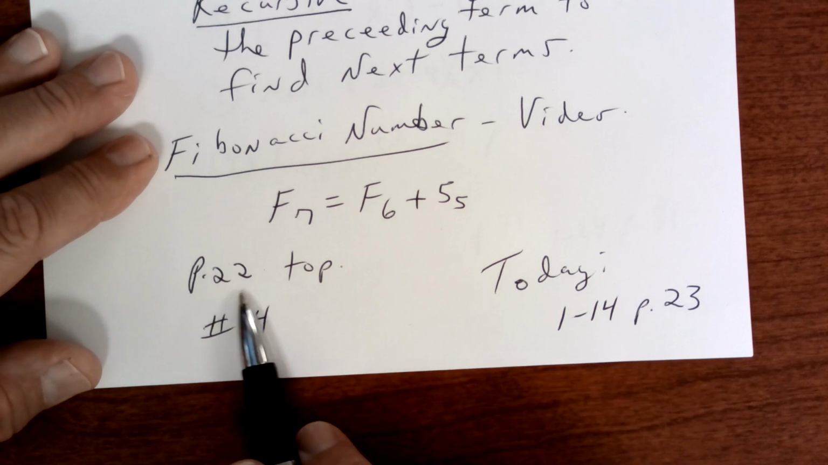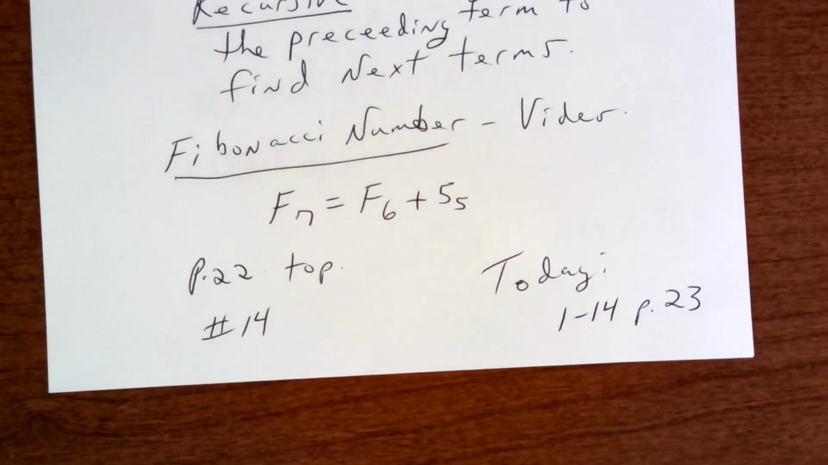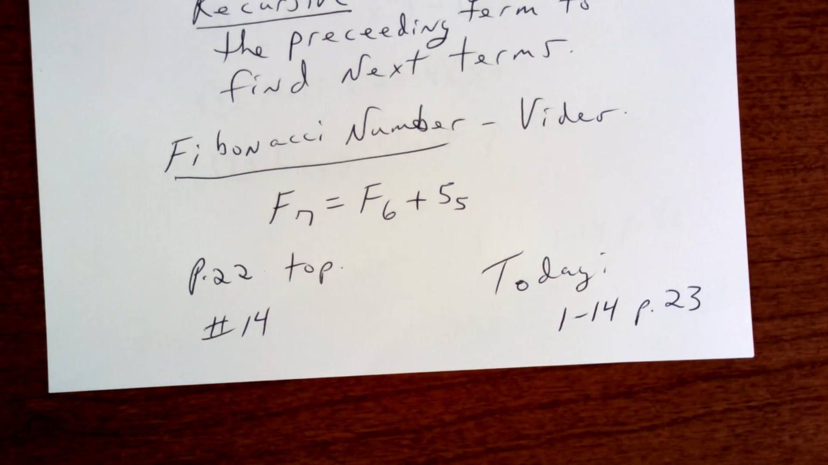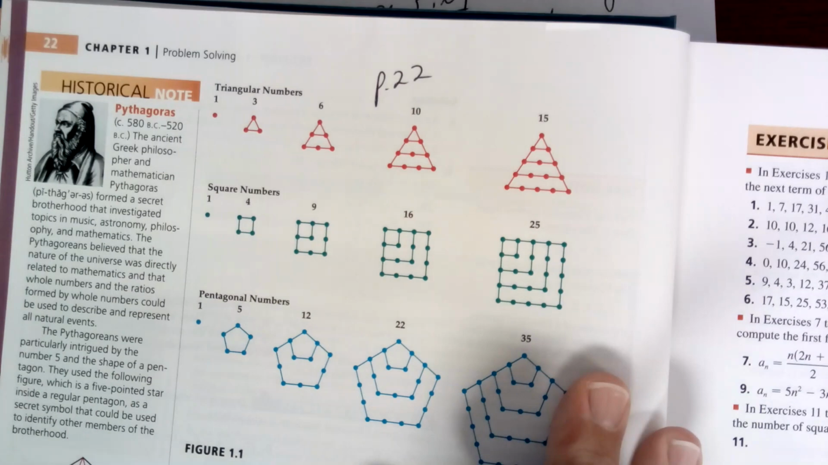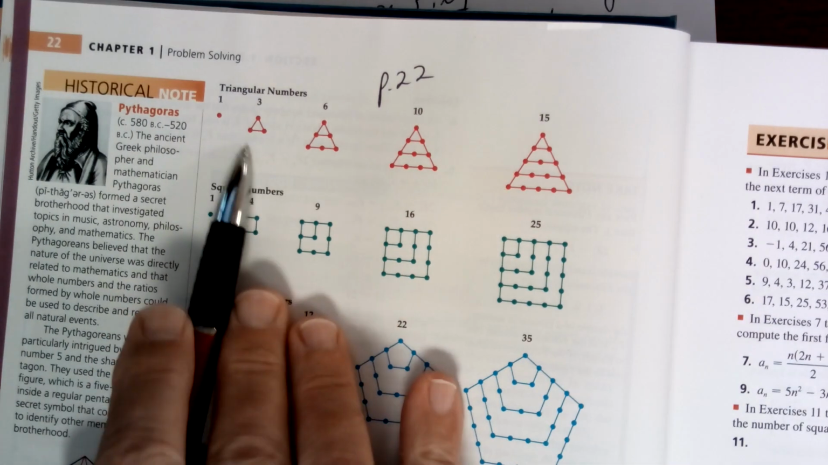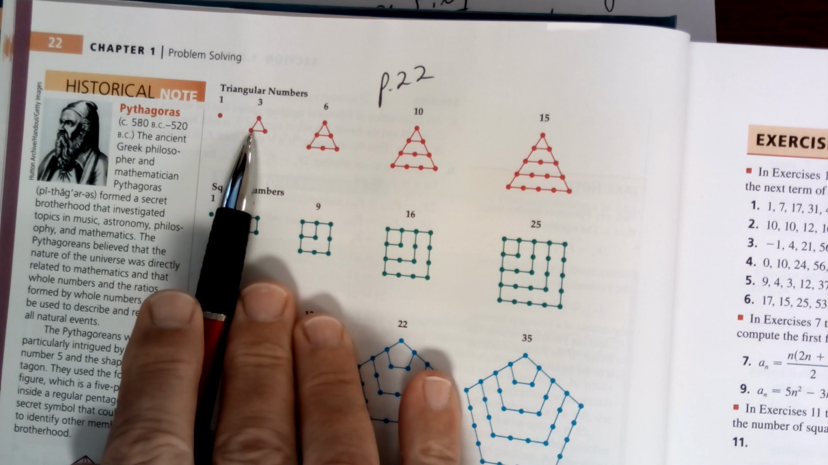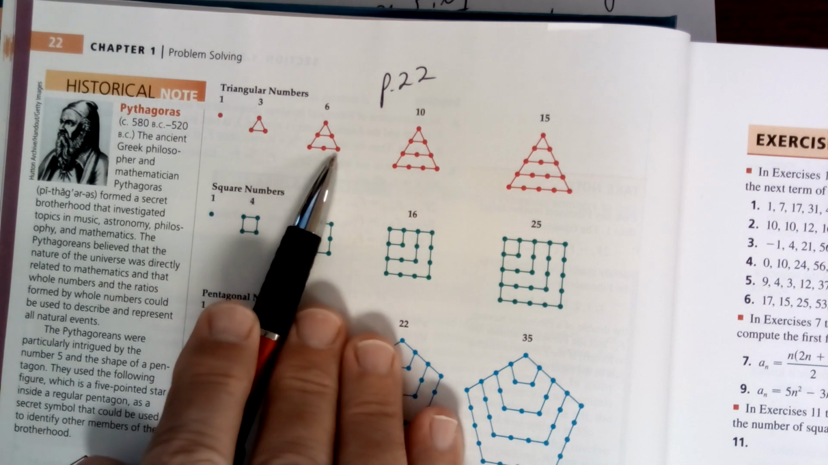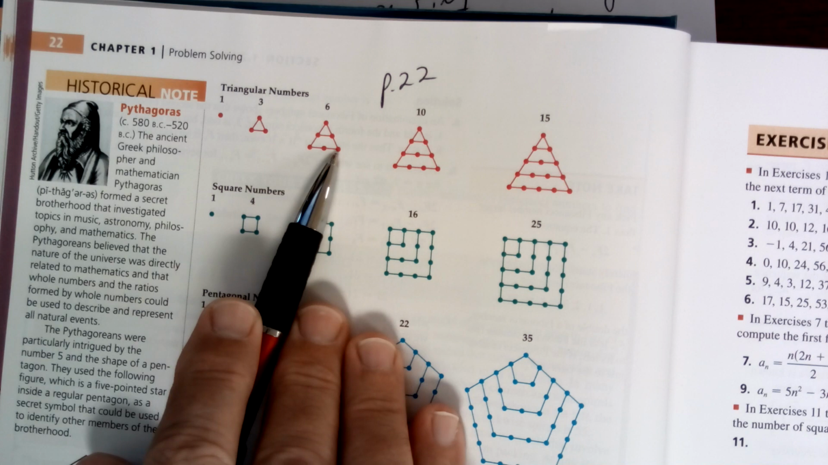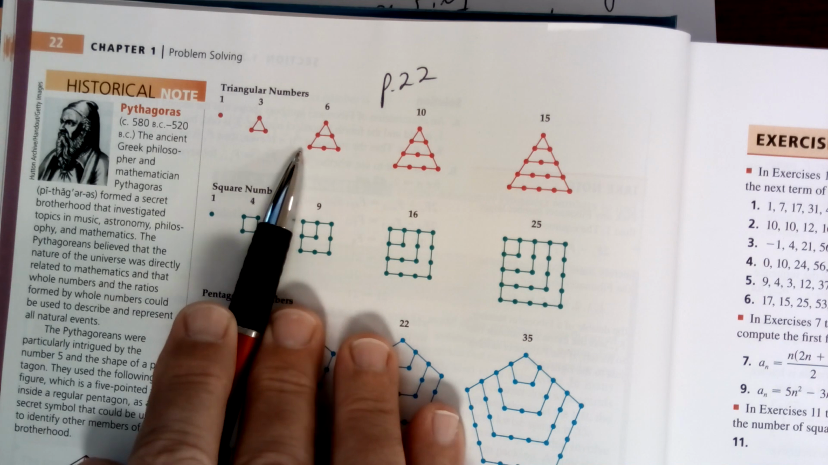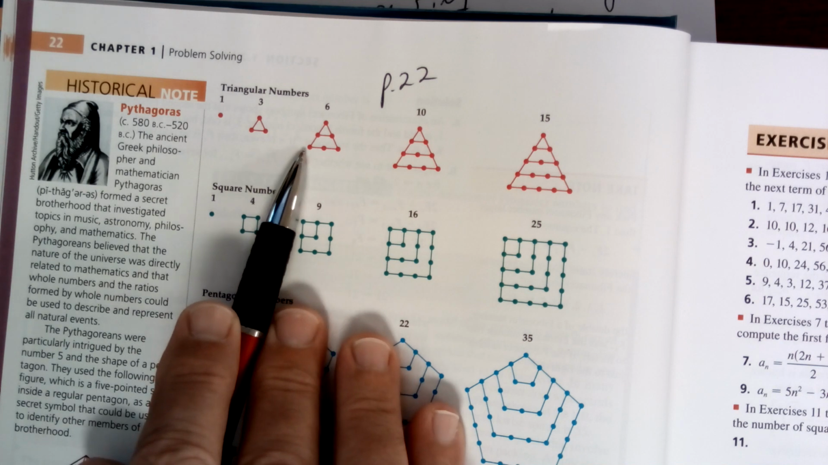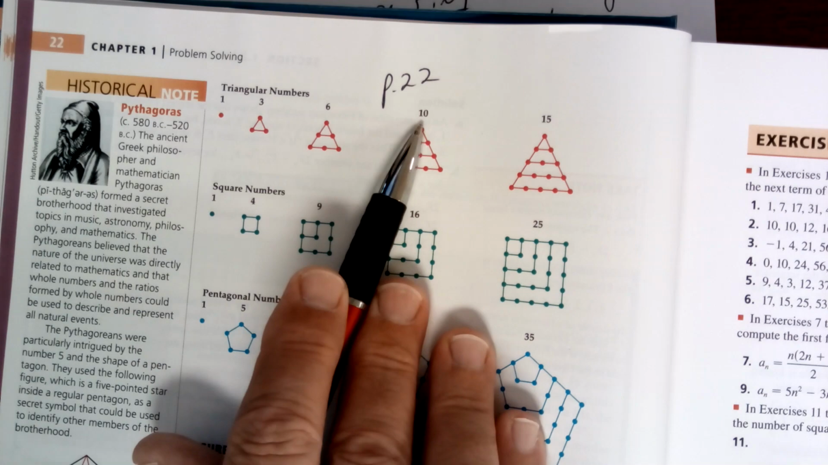On page 22, let's take a look at number 14. All right, so here you have a pattern. If you have 3 dots, it forms a triangle. If you have 4 dots, it does not. 5, it does not. 6, it forms a triangle, and so on and so forth. If you have 10 dots, you can form a triangle.